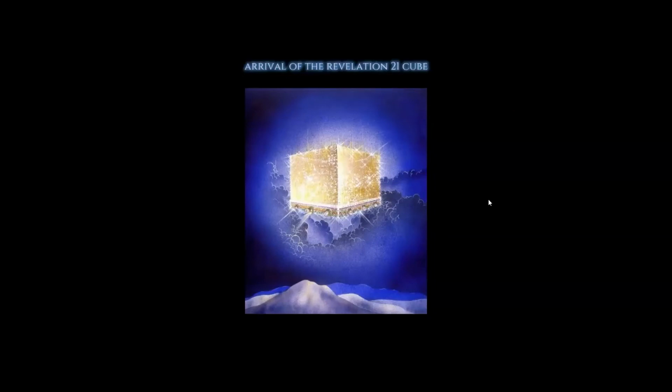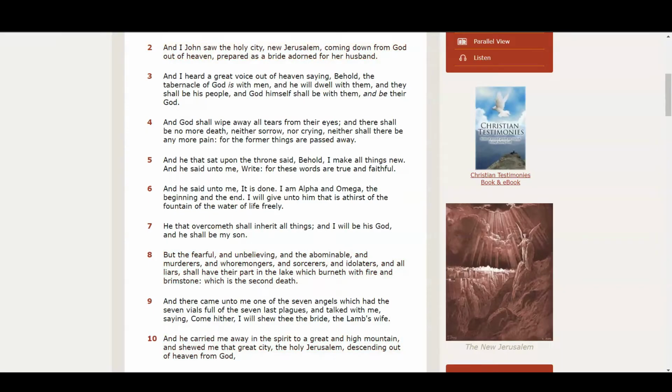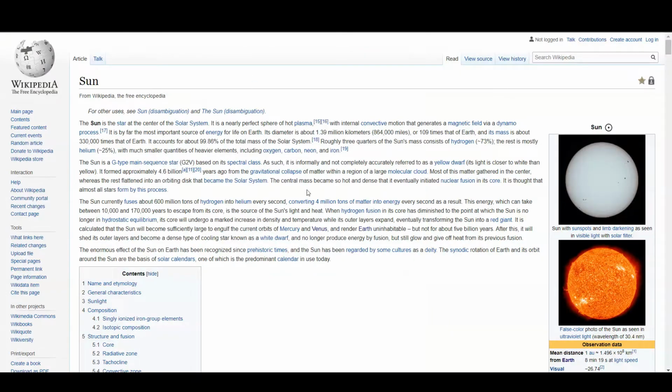Hey guys, today I want to talk about the Revelation 21 cube. We're going to look at the dimensions of the cube from Revelation 21:16, and we're going to look at it in relation to the sun, the moon, and the earth.